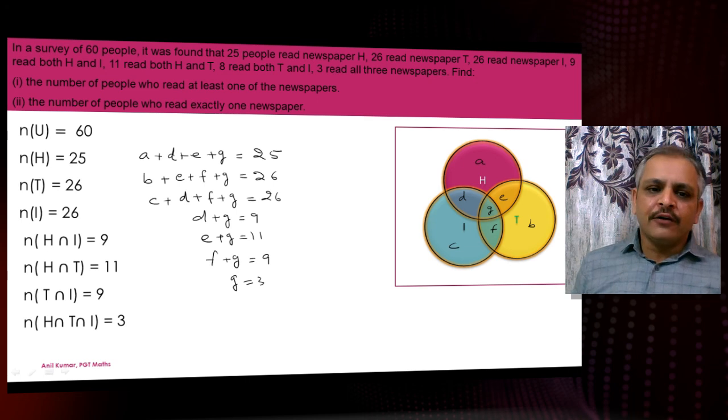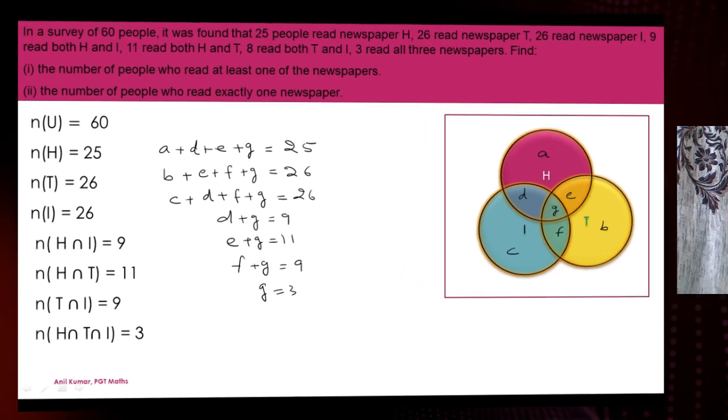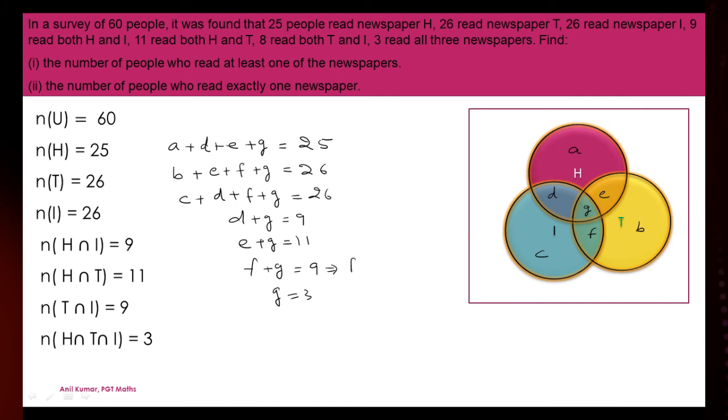So first let's find out the value of all these alphabets. So G is 3. If I put here, then F plus 3 is equal to 9, so the value of F will become 6. Here if I put G equal to 3, then E will become 11 minus 3, that is 8. Here if G is 3, then D will become 9 minus 3, that is 6. Here C plus D is 6, F is 6 and G is 3.